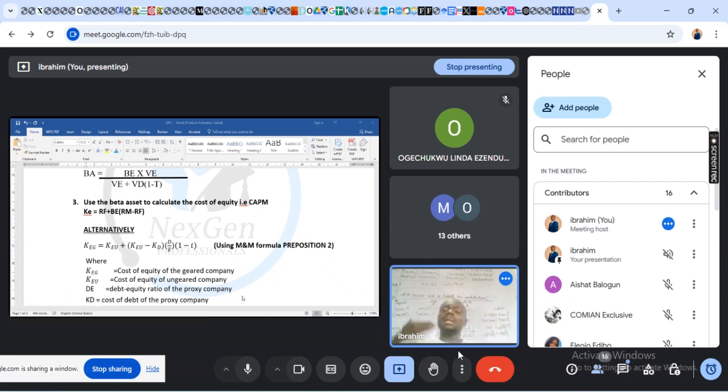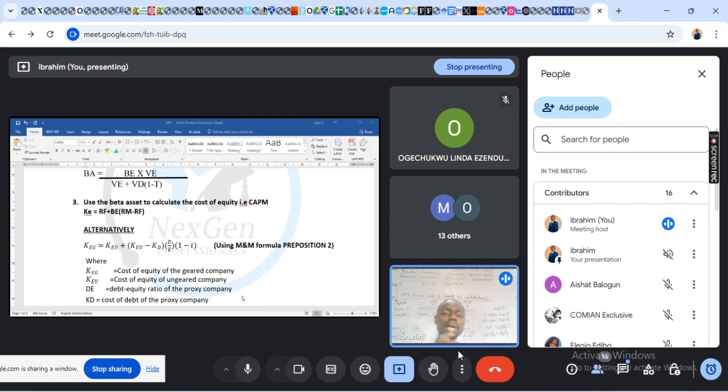So these are the steps to determine the ungeared cost of equity when you want to determine the base case NPV. What you will use to discount the project is the ungeared cost of equity. It is assumed that the business will be financed only by equity. Now, it depends on what is given to you in the question.